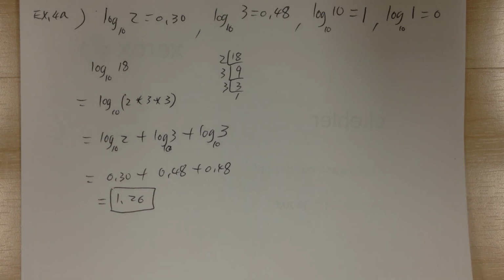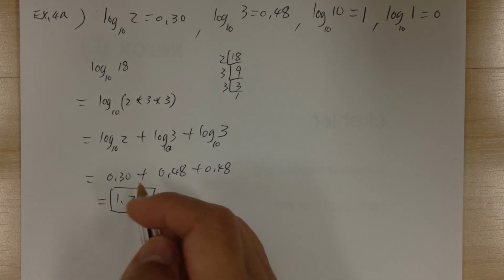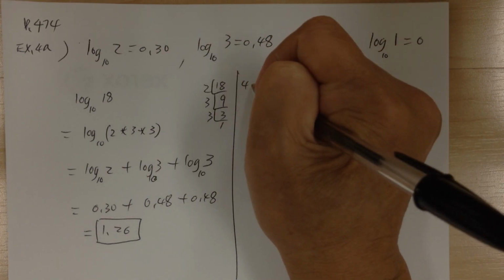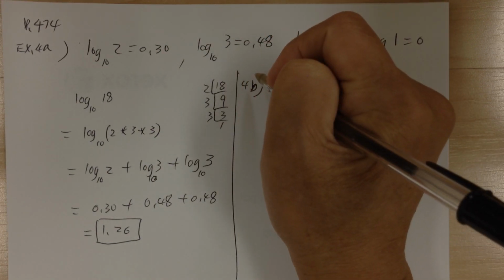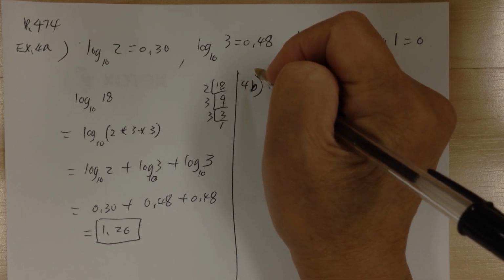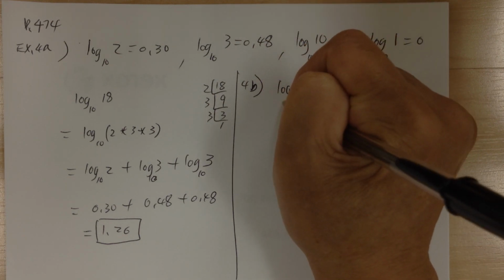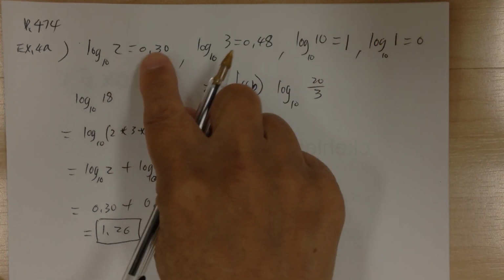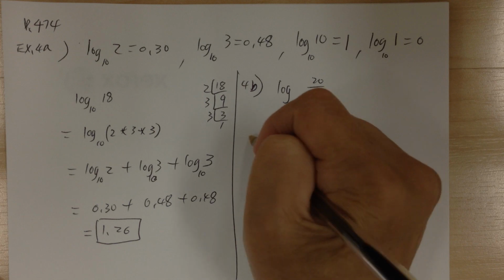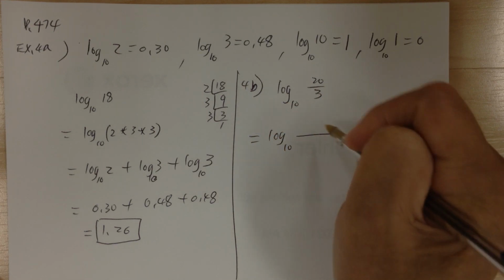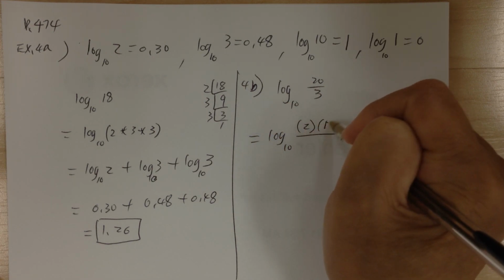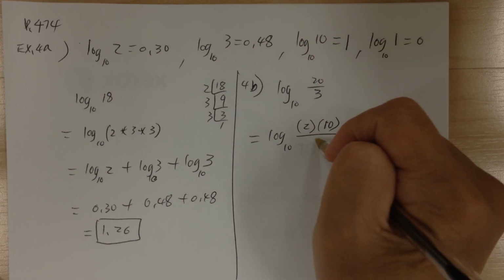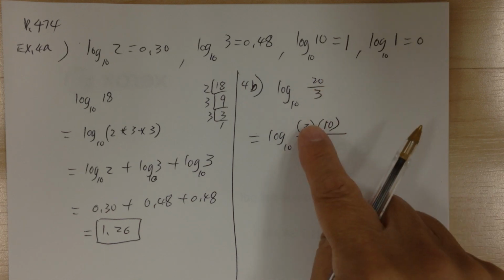Okay. Then let's go to 4b. I'm going to just do it on the side here. Okay, so 4b. You're looking for log of 20 over 3. So you need to break this thing down into these numbers. So 20 is equal to 2 times 10. Right, you can use it. So you want to break into 2, 3, 10, and 1s. Okay? So 20 equal to 2 times 10.